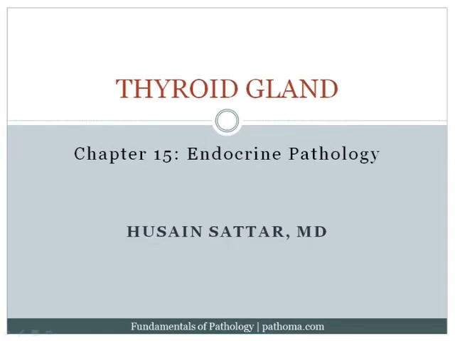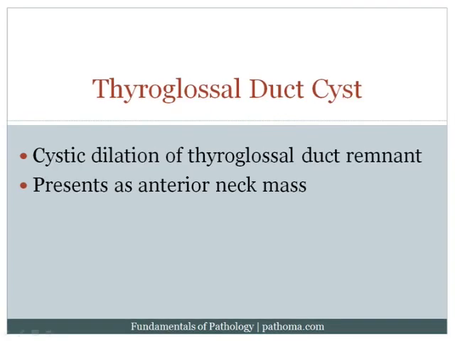Moving on to the thyroid gland, the first disorder is thyroglossal duct cyst. In order to understand this, you've got to remember that the thyroid develops at the base of the tongue, and then it travels along the thyroglossal duct to the anterior neck. Now, normally this thyroglossal duct should involute. However, if it persists, you can then get cystic dilation of that duct, which would result in a thyroglossal duct cyst. And of course, this would present as an anterior neck mass.